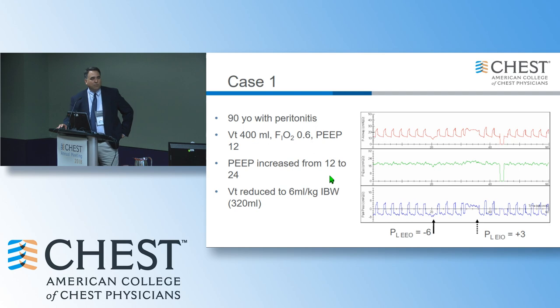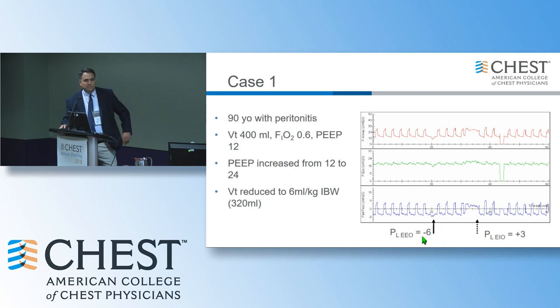I'm not going to go through all of them, but I am going to go through two of them. So the first one is a 90-year-old woman with peritonitis. Tidal volume is set relatively low, although we don't have the weight. The FiO2 is at 60%, and the PEEP is at 12. And here's your airway pressure, esophageal pressure, and then the transpulmonary pressure. And you can see that at the end expiratory, initially this patient was minus 6. So this is before the intervention.